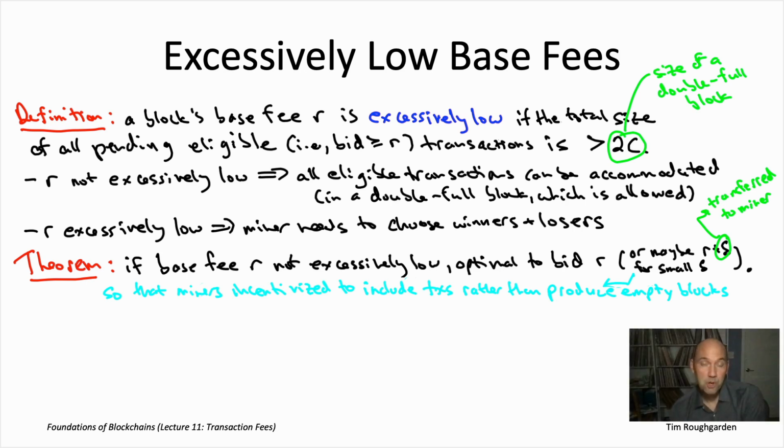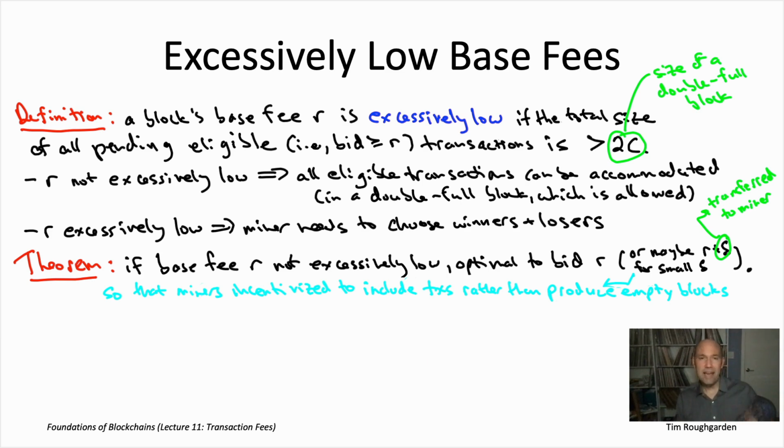There is, of course, still this other regime where the base fee is excessively low, and then things are not quite so rosy. There isn't then room for all of the eligible transactions, so miners have to pick winners and losers, and it means creators of transactions, like in a first price auction, have to compete with each other through their bids. Remember, the excess between the bid and the base fee is what gets transferred to the miner. So if a miner has to make decisions, you would expect it to prioritize the transactions with the highest bid, because that would maximize its share of the transaction fee, the bid minus the base fee, little r.